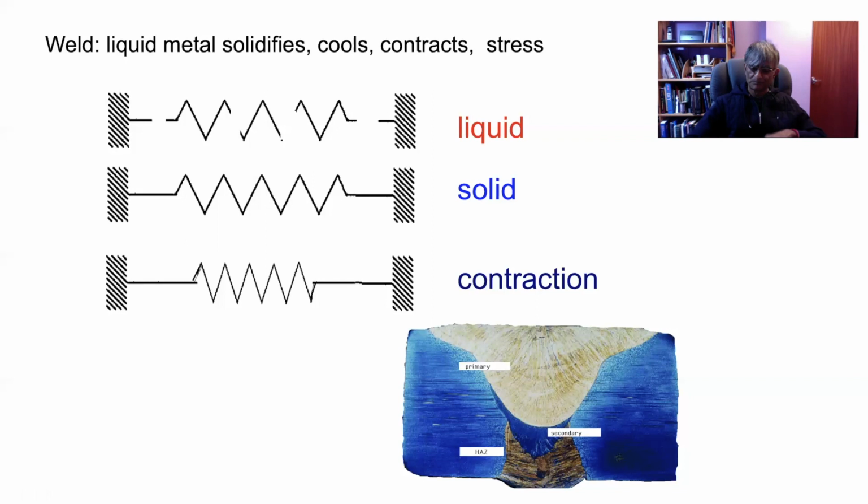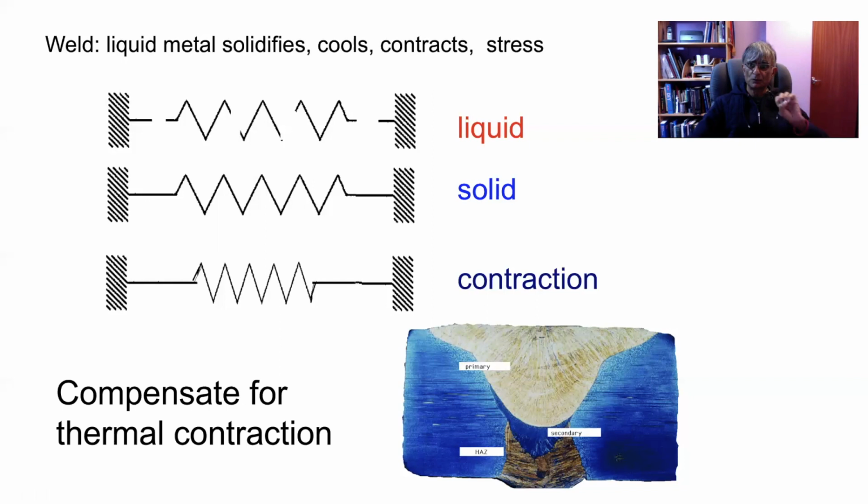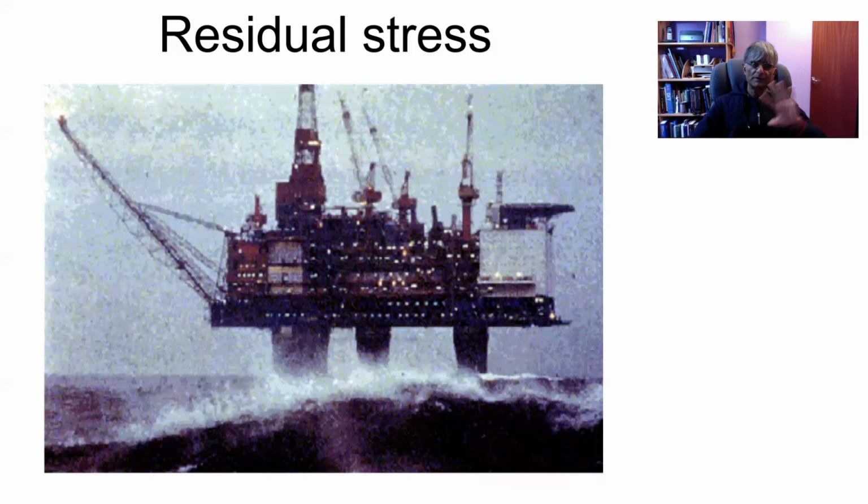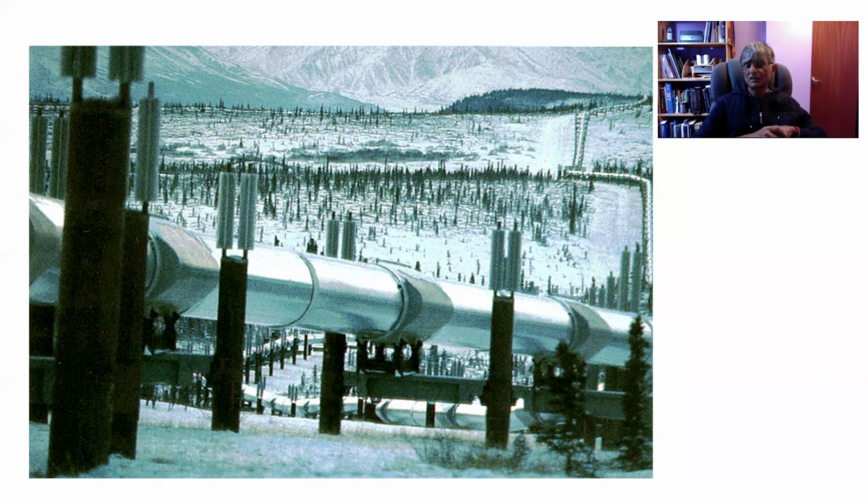So how can we compensate for thermal contraction? That's the question. And the sort of structures I'm talking about can be huge. For example, this is an oil rig in the North Sea, and these are the pipelines extending over Siberia, for example, to carry gas and oil. And sometimes, obviously, if they're carrying gas, they're under pressure.